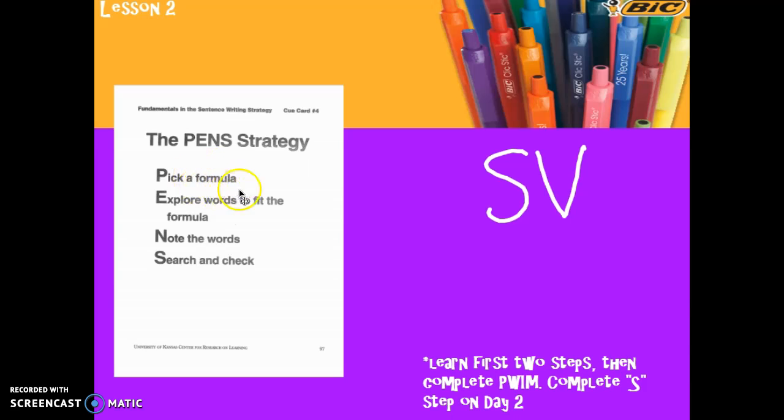And what they mean by formula is whether a sentence has one subject, one verb, two subjects, one verb, and so on and so forth. So pick a formula, and we're going to learn the formula SV, subject, verb. E stands for explore words to fit the formula. So we're going to think of subjects and verbs. N stands for note the words, or write the words down. And then S stands for search and check.